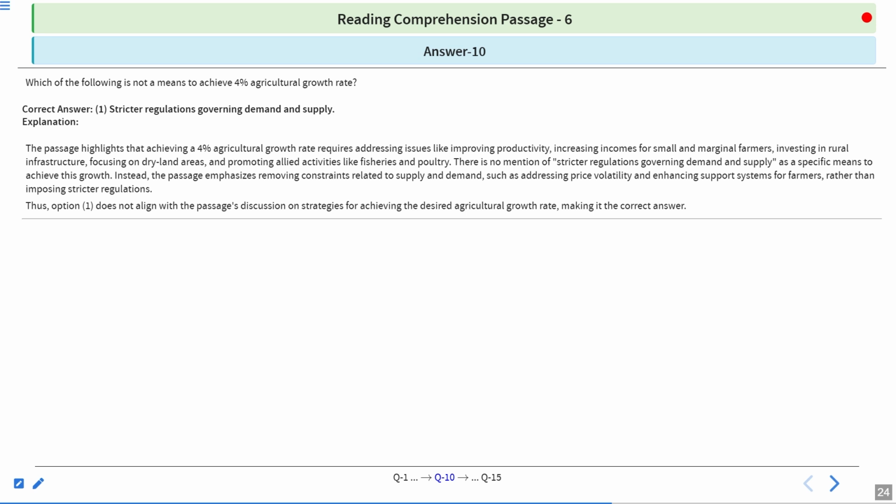Instead, the passage emphasizes removing constraints such as addressing price volatility and enhancing support systems for farmers, rather than imposing stricter regulations. Thus, option 1 does not align with the passage's discussion on strategies for achieving the desired agriculture growth rate, making it the correct answer. I hope you've understood.